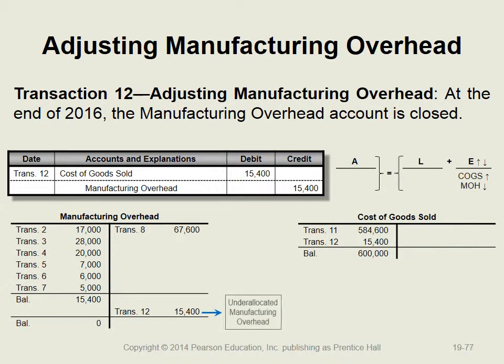In order to bring the balance of SmartTouch's manufacturing overhead account to zero, we need to credit the account. The debit portion of the entry increases the cost of goods sold account. The underallocated overhead indicates that SmartTouch undercosted jobs by $15,400 during the year. The costs flowed through work in process inventory, finished goods inventory, and ultimately were transferred to cost of goods sold. Therefore, the adjustment is made to cost of goods sold. After transaction 12, the manufacturing overhead balance is zero, and the cost of goods sold is up to date.